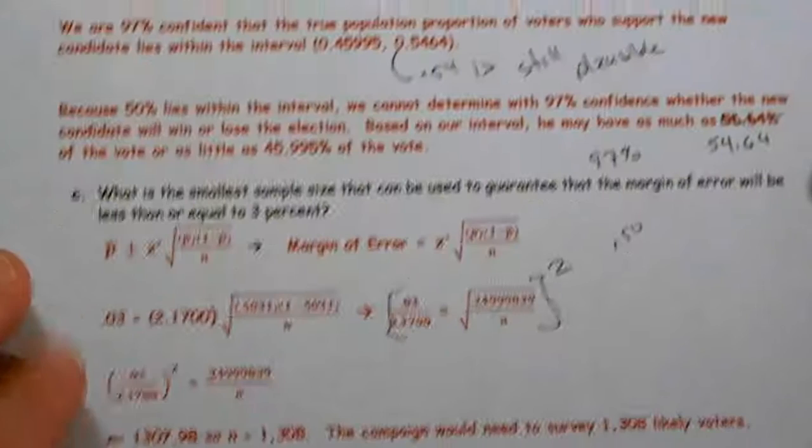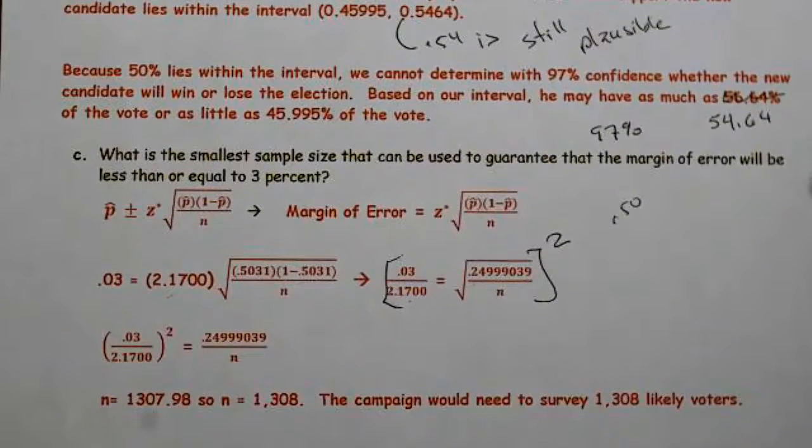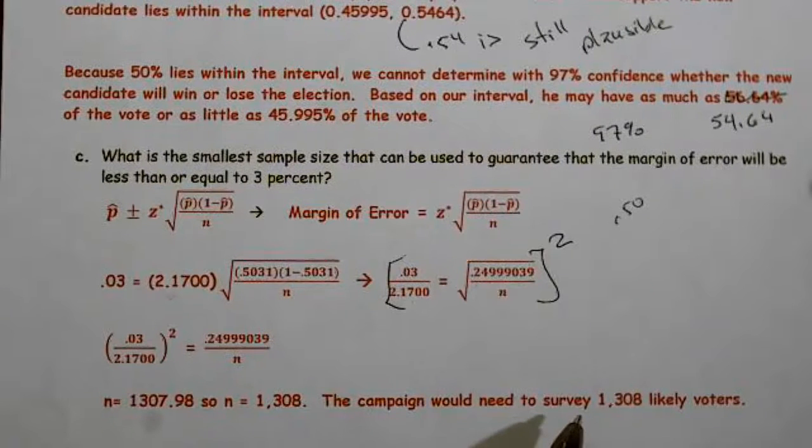And I end up getting a sample of 1,308.98. Please note, we always have to round. So we need about 1,308 voters. So that would be our answer. Please remember, n must be a whole number, so we always need to round. And in this case, we always round up. So we're always going to round up.